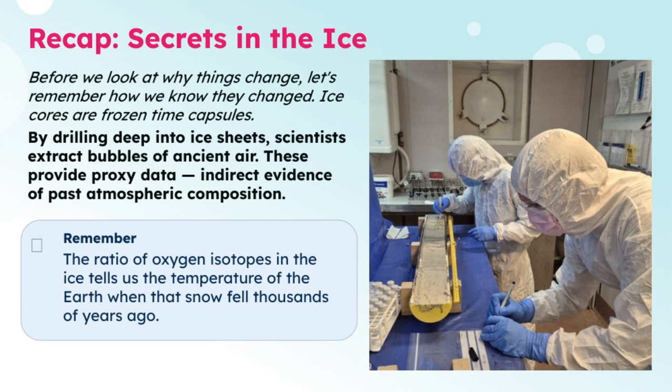This is called proxy data. Proxy data means indirect evidence. We did not have thermometers hundreds of thousands of years ago, but natural records such as ice cores and tree rings allow scientists to reconstruct past climates.